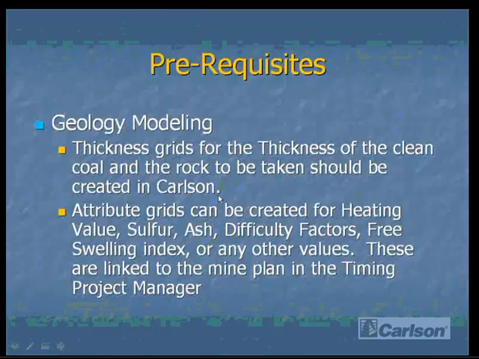The density values can be gridded to vary across the property, or you can take an average. The units for that in the metric system are kilograms per cubic meter, and in imperial they would be pounds per cubic foot. Quality grids for other attributes found in drill hole data can be linked to the mine plan to facilitate quality forecasting.